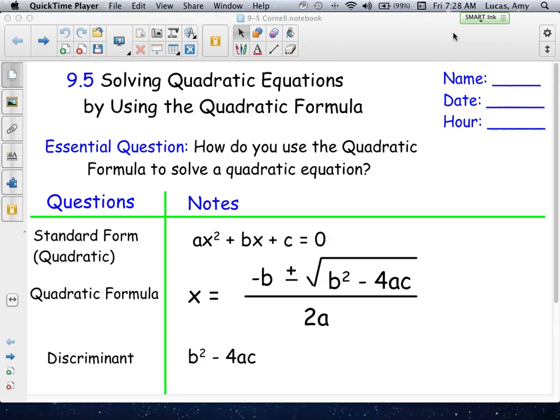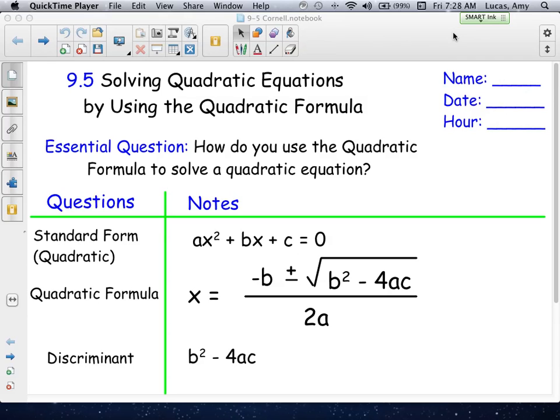The quadratic formula is x equals the opposite of b plus or minus the square root of b squared minus 4ac, all divided by 2a. So you take the values for a, b, and c in standard form for a quadratic, and you substitute them in the quadratic formula. The quadratic formula is really bulky. There's a lot going on with it, but it always works.